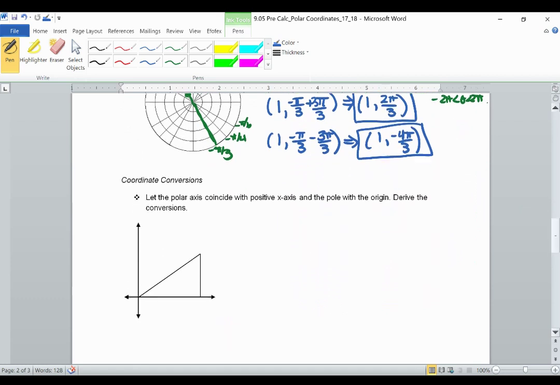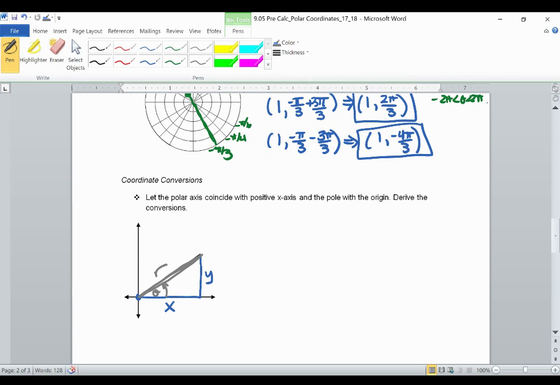Now let's talk about converting between rectangular coordinates and polar coordinates. So let's let the polar axis coincide with the positive x-axis and the pole with the origin. So here's your pole and your origin. This is your x-axis and also your polar axis. So to derive our conversions, think about if it's rectangular, if we go over, that's x, and we go up, that's y. If we think about our polar coordinates, from our pole to our point represents your directed distance, which is r, and the angle is theta.